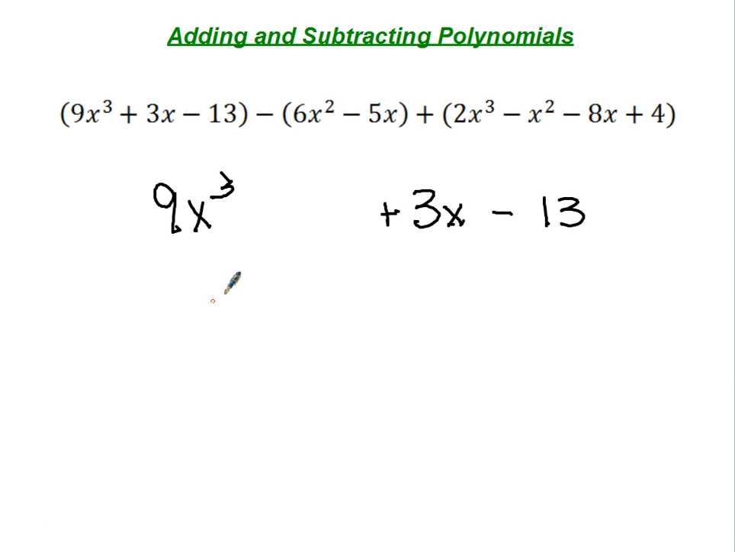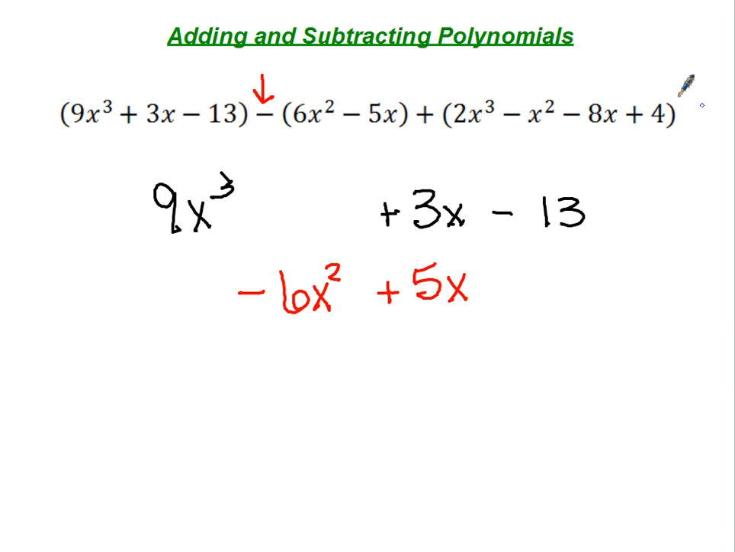Now our second polynomial here, if you'll notice, it says subtract, so that means I'm going to use the opposite signs that I have in here. So it's going to be a negative 6x squared. I'm going to write that here in my descending order of exponents. And then instead of subtract 5x, I'm going to say add 5x.